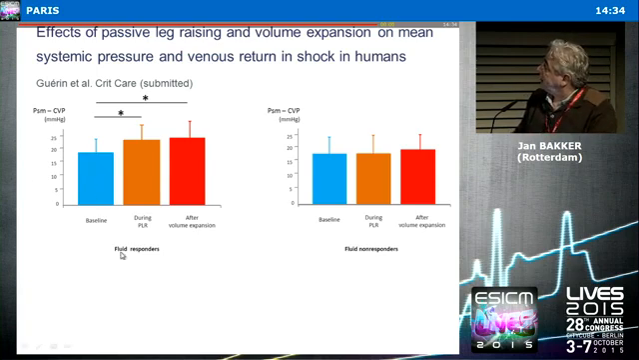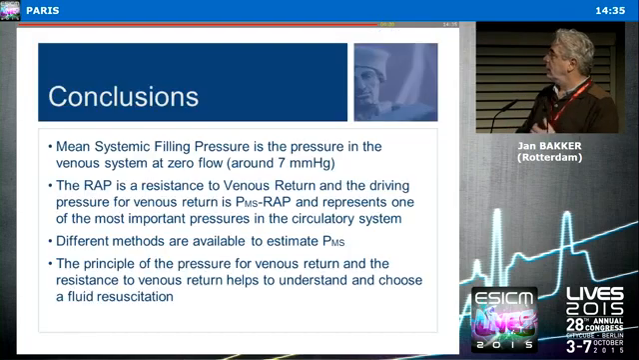So this is baseline fluid responders. Why do they respond? Because the mean systemic filling pressure minus CVP, the pressure for venous return, increased. And this is the same after fluid expansion, and in the non-responders there is no change. So this concept of mean systemic filling pressure and your resistance to venous return being CVP, and the difference between the two being the driving pressure, helps you to greatly understand what's happening in your patient.